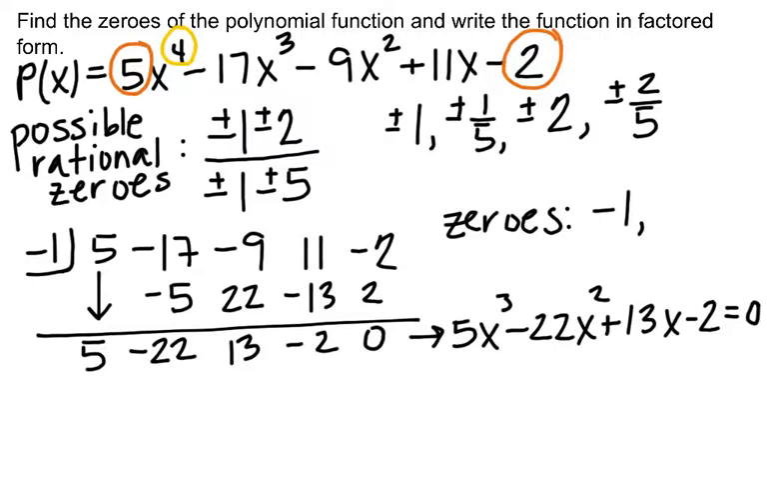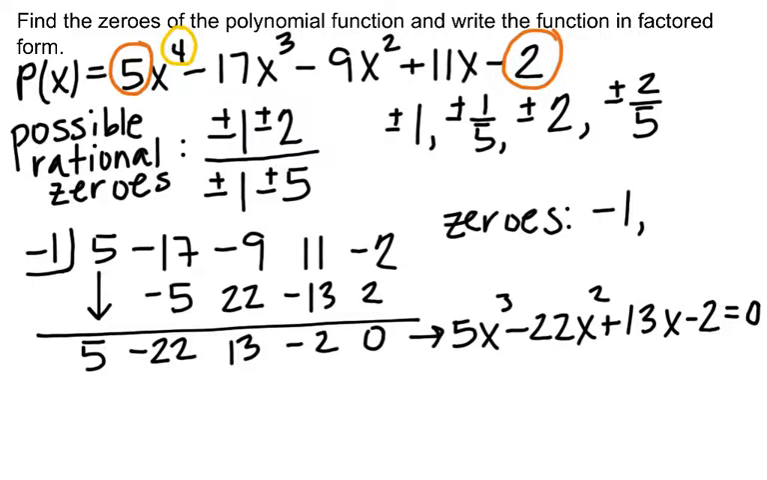Unfortunately, this cubic does not factor by grouping. So we're stuck. We have to do synthetic division again. Now this is the point where you could use your calculator, go ahead and type your p of x, your function, into your y equals, and then just use your calculator to try some of these other possible rational zeros. So I would try 2, and then I would try -2. And then I would move on to the fractions last. Try 1/5, try -1/5, and then 2/5 and -2/5.